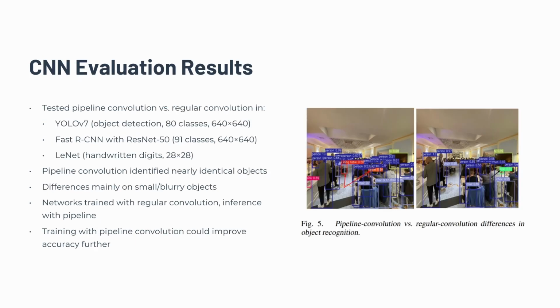To verify that pipeline convolution is still usable in practice, we applied it to 3 convolutional neural networks: YOLOv7, Faster R-CNN with ResNet-50, and LiteNet. In all these cases, when we replaced regular convolution with pipeline convolution only at inference time, the network detected essentially the same objects. Differences mainly occurred on small or blurry objects. We believe that if both training and inference were done using pipeline convolution, even these differences would be minimized.